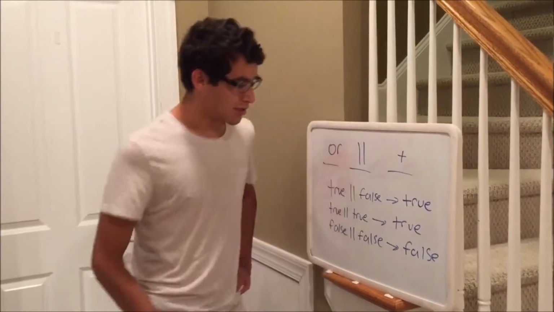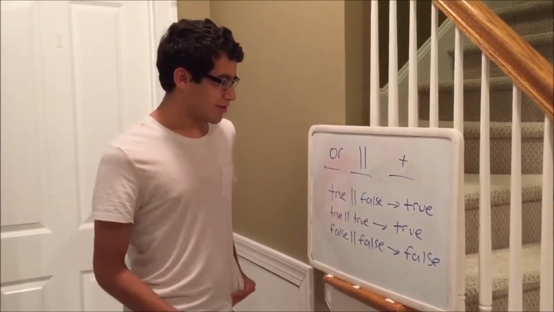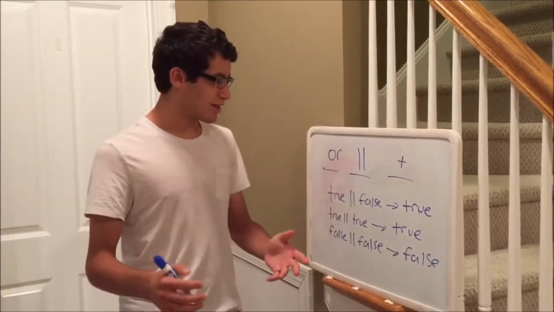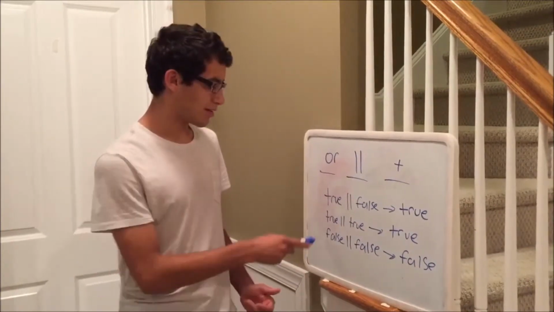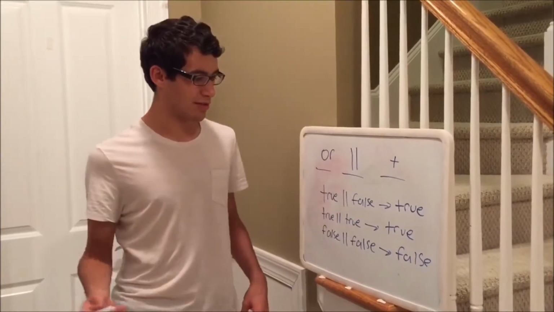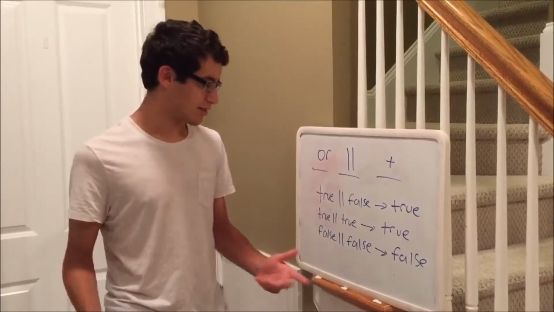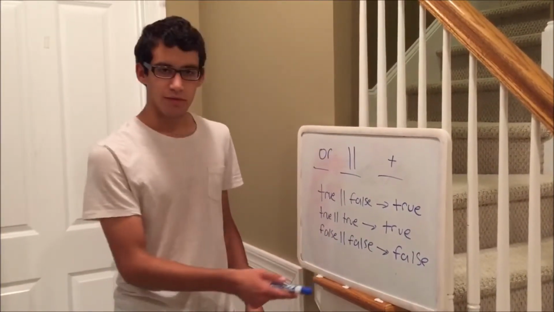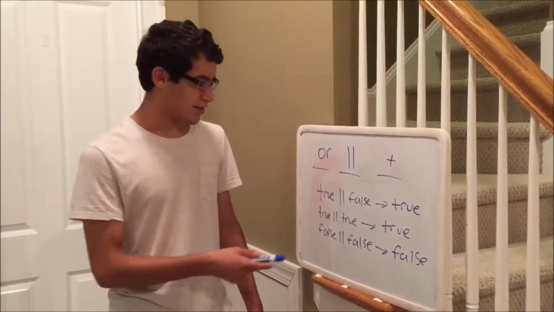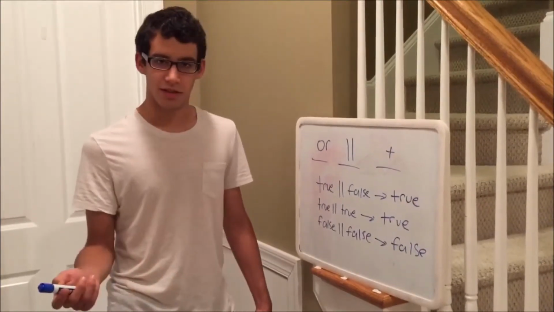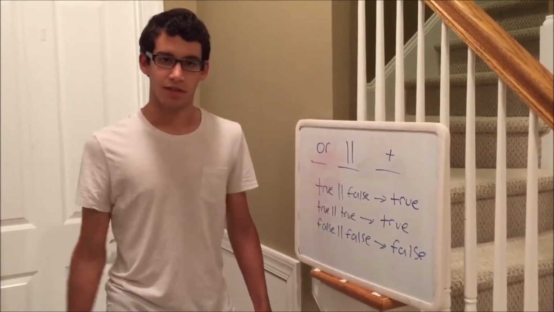True or true is also going to evaluate to true, but it's kind of different when you do it mathematically. It's like 1 plus 1 equals 2, but I guess you can think of it as that's not 0, so that's still true. False or false, that's like 0 plus 0, and you get 0 from that, so the answer to that is false.